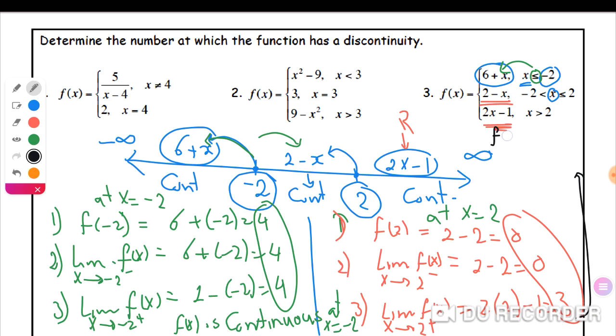This function f of x is not continuous at x equal 2. That is my answer. That is the value of x at which the function is discontinuous.